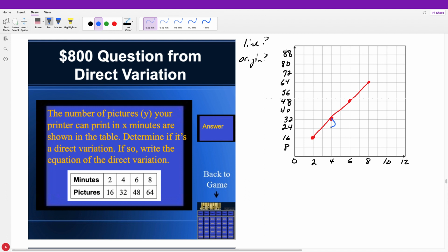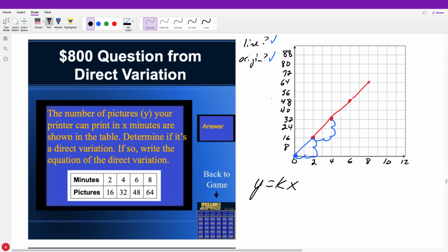So I see that my change in y is going down 2, my change in x is going over 2. So then I need to continue the same pattern, down 2 and over 2. It would generate another point that would continue to go to that origin. So yes, it forms a line, and yes, it passes through the origin. And now we just got to figure out our direct variation. It's y is equal to kx. We need to figure out what our k is equal to.